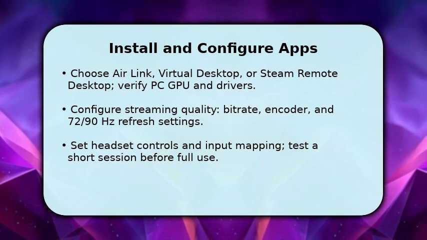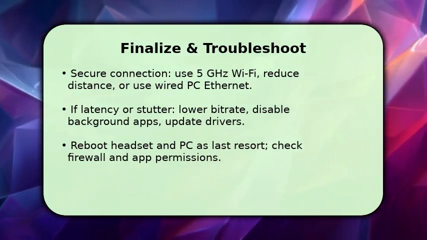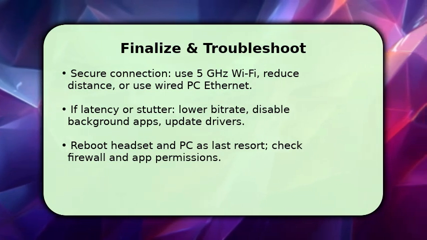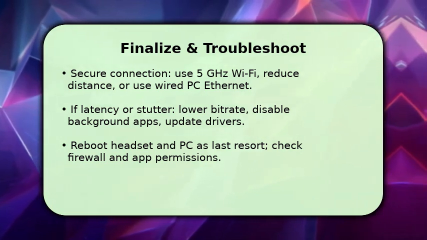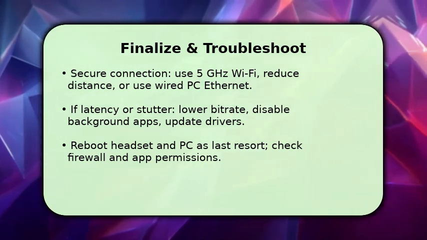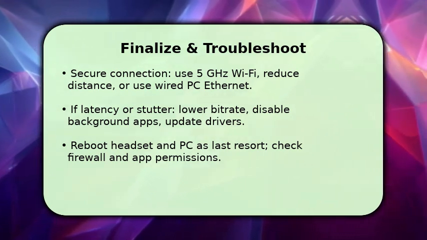To finish, you optimize and learn one key troubleshooting step so sessions stay reliable. Choose a 5 GHz network or plug your PC into Ethernet and keep the headset close to the router. If you see stutter or lag, lower streaming bitrate, switch to hardware encoding, and close heavy background processes.